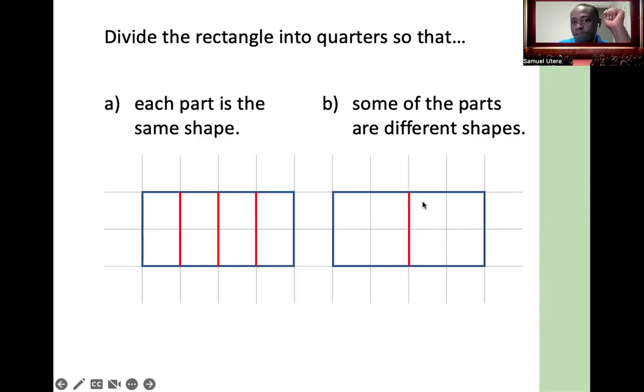So we have succeeded in making this part 4 and this part 4. 4 centimeters squared and 4 centimeters squared. All right. What if we do this? Okay, that seems to work. But we do not have quarters yet because this is 2, this is 2, but we want some of the parts to be different shapes. So we could do this.